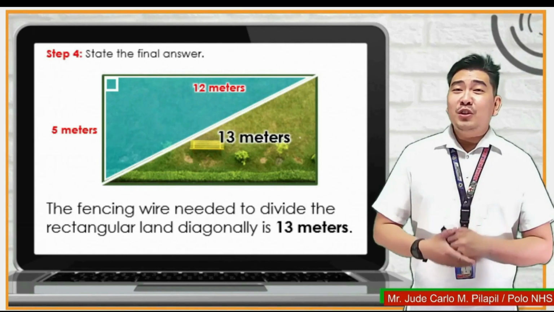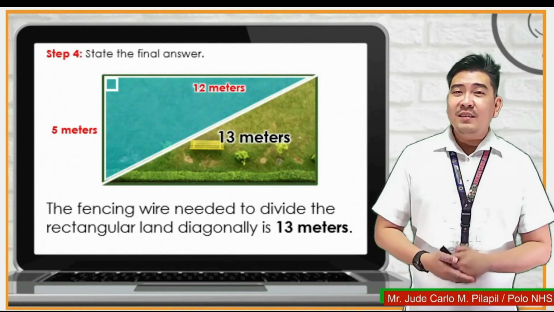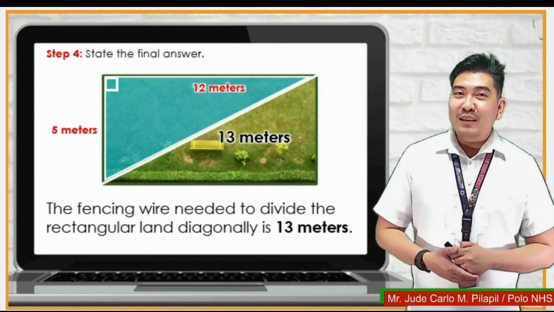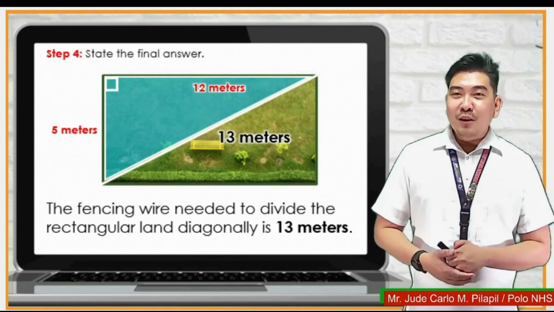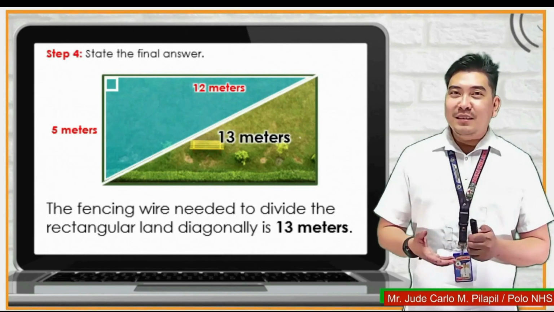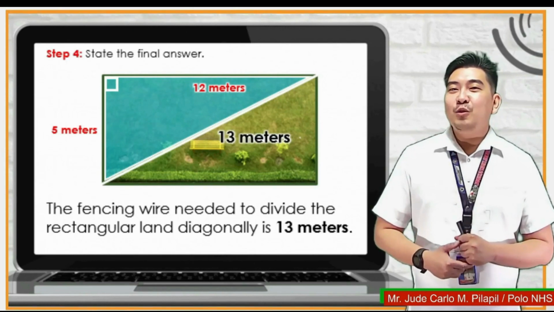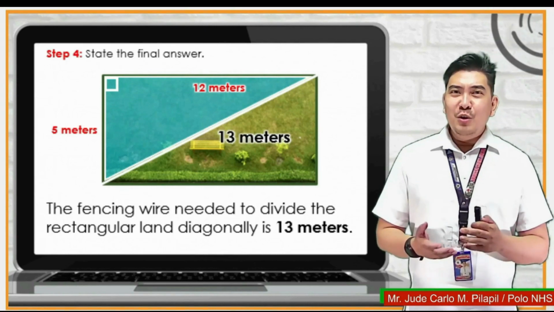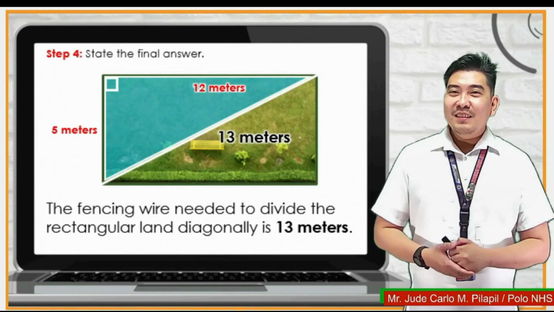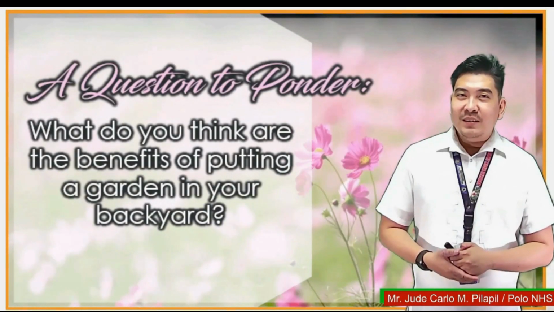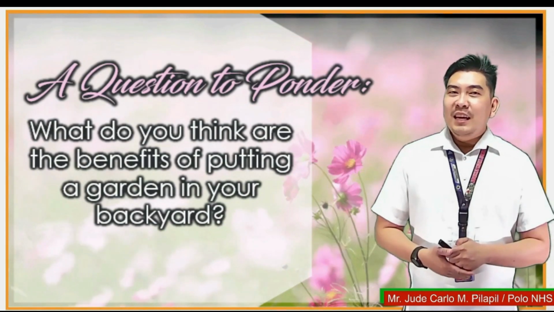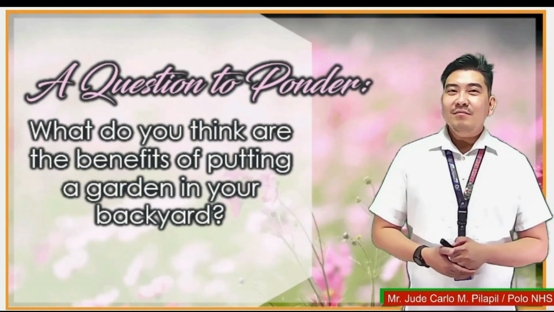I hope that you will join this urban gardening contest if you are given a chance to join. During this pandemic, plantitos and plantitas trend, most especially in social media. Are you one of them? A question to ponder. What do you think are the benefits of putting a garden in your backyards?